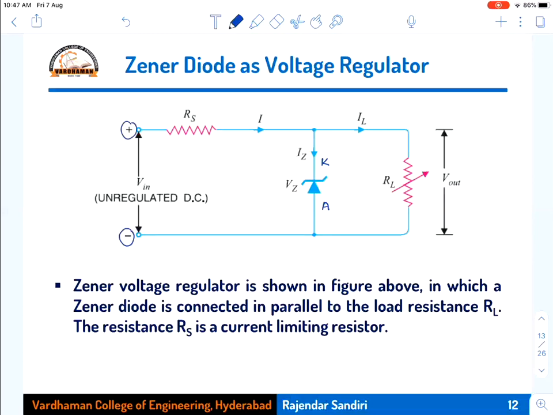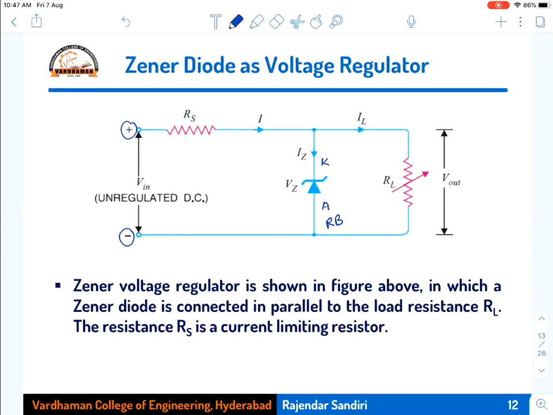Then what happens to this Zener diode? It will be connected in the reverse biased condition. So the Zener diode should always be reverse biased. Then only is the operating region of the Zener diode in reverse bias used by us as a voltage regulator.